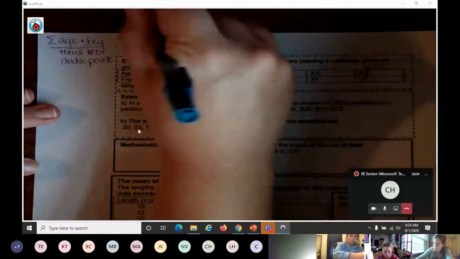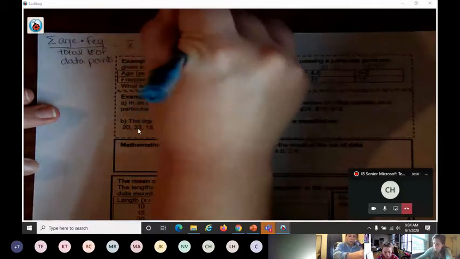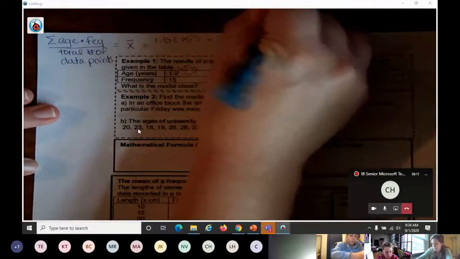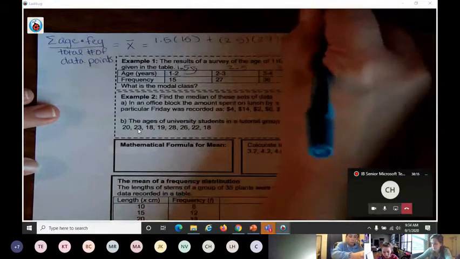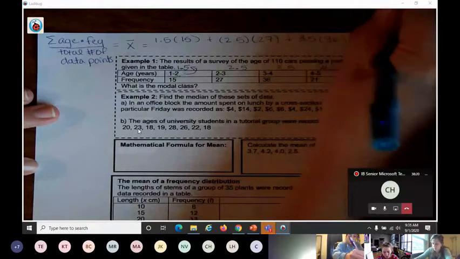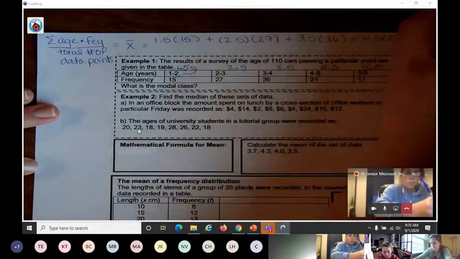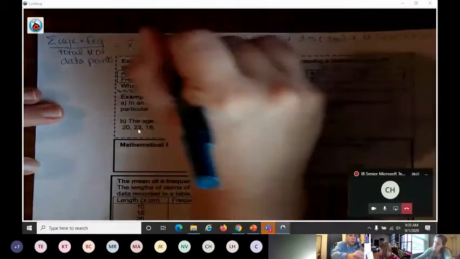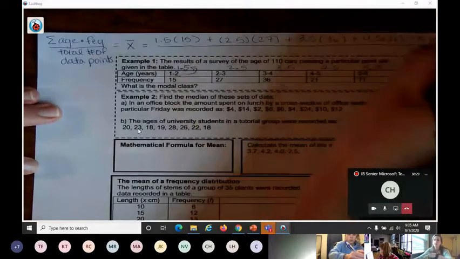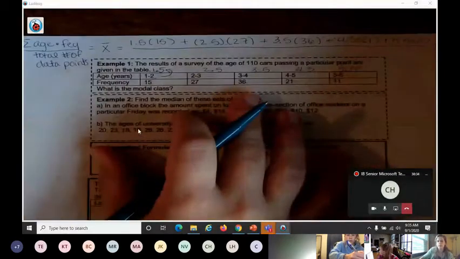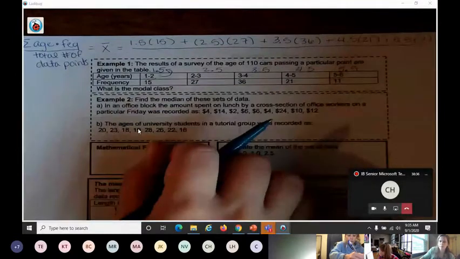So we're going to have 1.5 times 15 plus 2.5 times 27 plus 3.5 times 36, 5.5 times 11. And we would divide that by the total number of data points. Who knows how you would get our total number of data points for this type of frequency table?